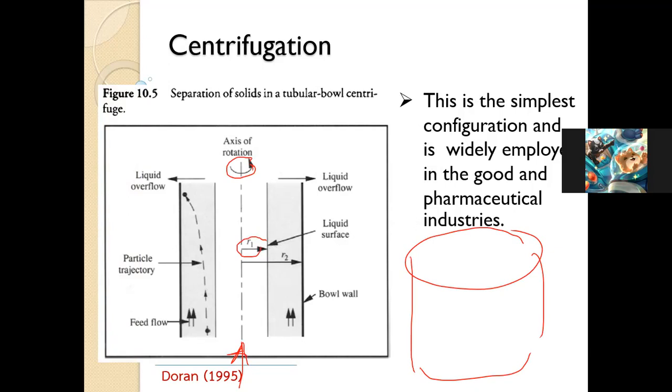When you rotate, some liquid and solid is moved to the wall. R2 is the radius of the wall. When you rotate the system, some liquid is moved to the wall, and also the solid is moved to contact the wall.